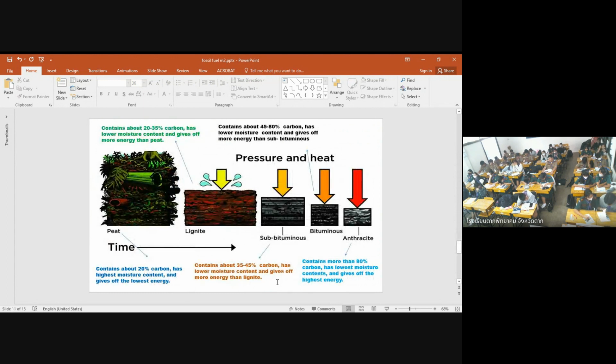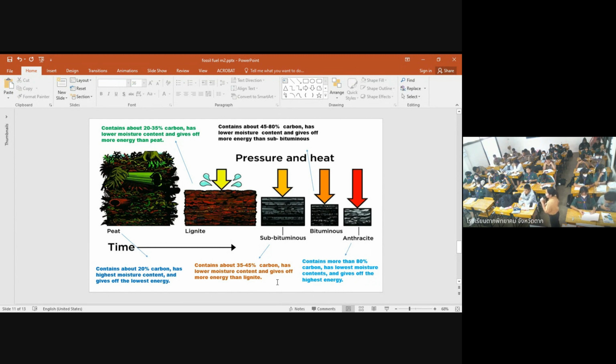Okay, so take a look at the chart. So we have your chart of types of coal that contains carbon. So we have, of course, your first peat, lignite, subbituminous, bituminous, and your anthracite. Peat and lignite form through time. Subbituminous, bituminous, and your anthracite form through pressure and heat. Again, pressure and heat. From peat, how many percent of carbon do we have?